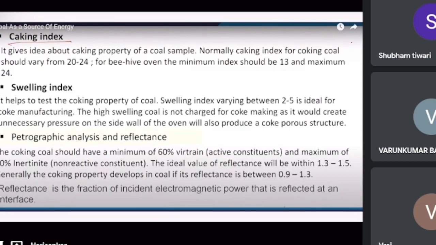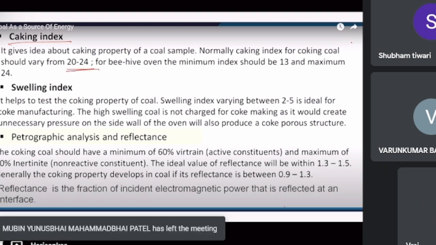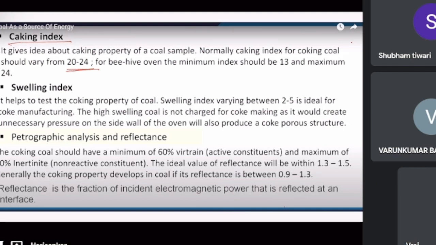And then as I said, caking index. This caking index gives you an idea about the caking property of the coal. Normally the caking index for coking coal should vary from 20 to 24. And for a caking coal, it should be between 13 and 24. Then you have another property, swelling index.